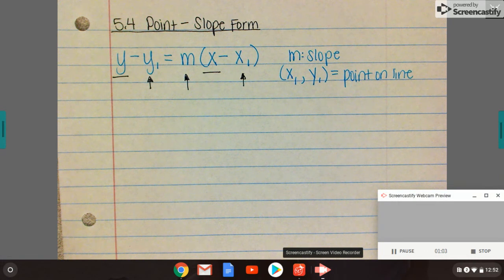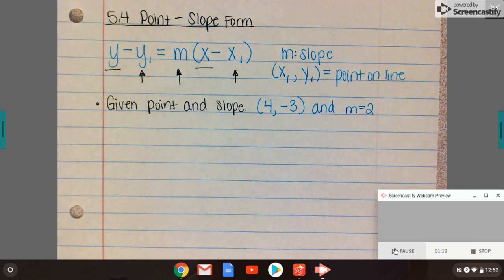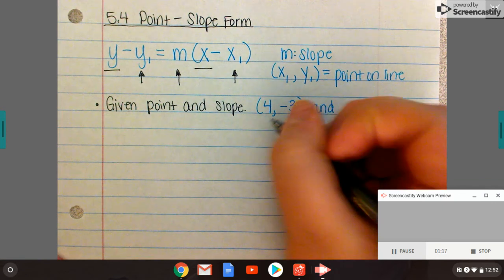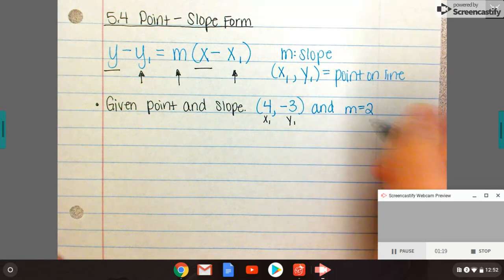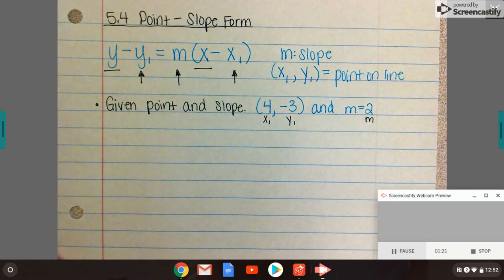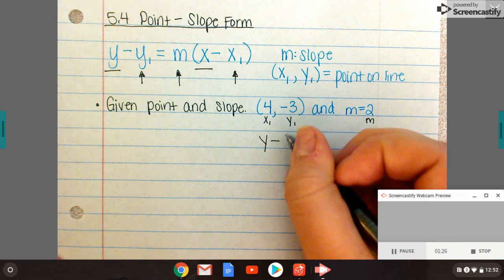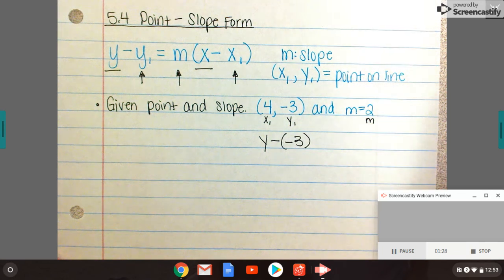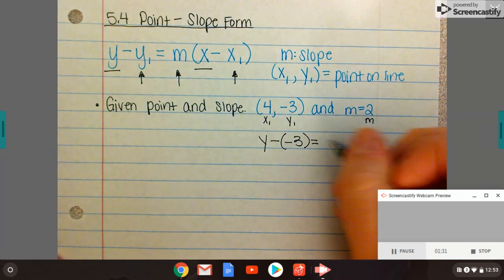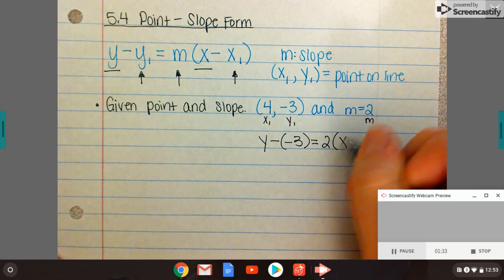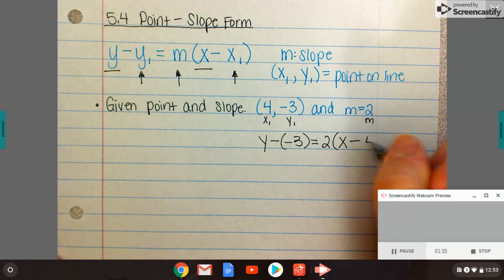So the most common mistake I see is that you go to plug things in and you plug it into the wrong x y. So let's start off with the first one here. If I was given the point and the slope, I just simply have to plug everything in. So this point is x1, y1, and there's our m. So I just need to plug it in my equation. Y minus y1, so y1 was negative 3, so it's y minus negative 3 equals m, which is 2, times the quantity x minus x1, which was 4.